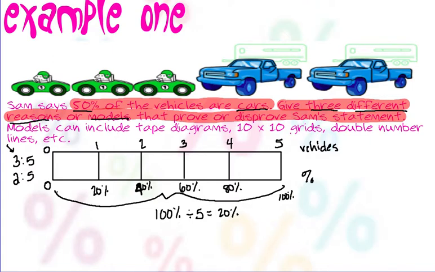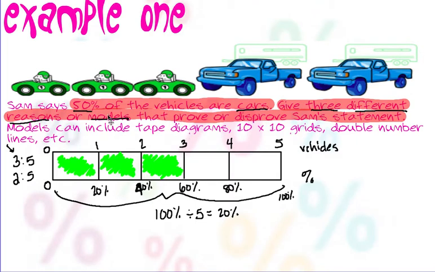Now if I look at this carefully, I realize that I have 3 cars. So I'm going to kind of model this a little bit more. So here's 1 car, 2 cars, 3 cars.